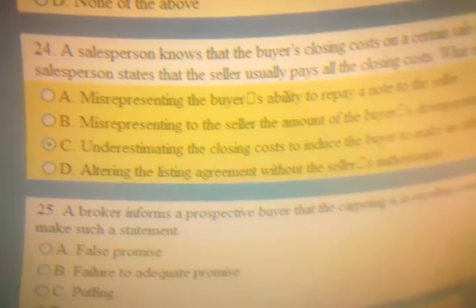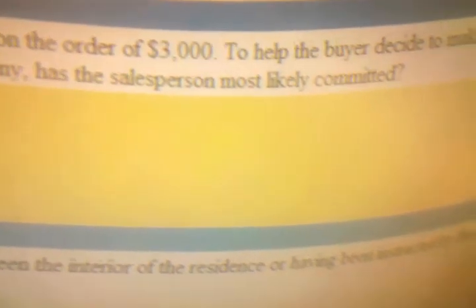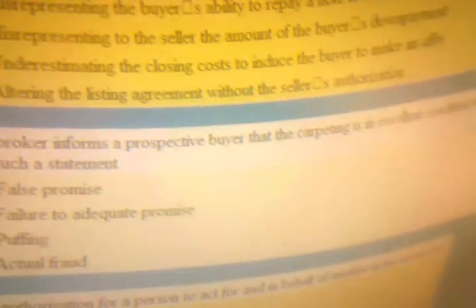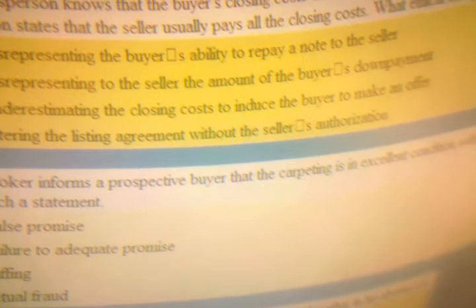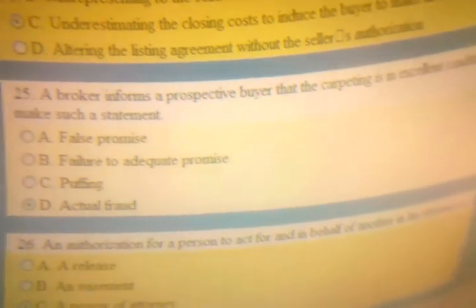Salesperson know the buyer closing costs on certain sales transactions are likely to be the order of 3,000. To help the buyer decided to make the offer, the salesperson stated that the seller usually pay all the closing costs. What ethical and legal violation, if any, has the salesperson most likely committed? Underestimating the closing cost induced the buyer to make an offer, and this is legal violation.